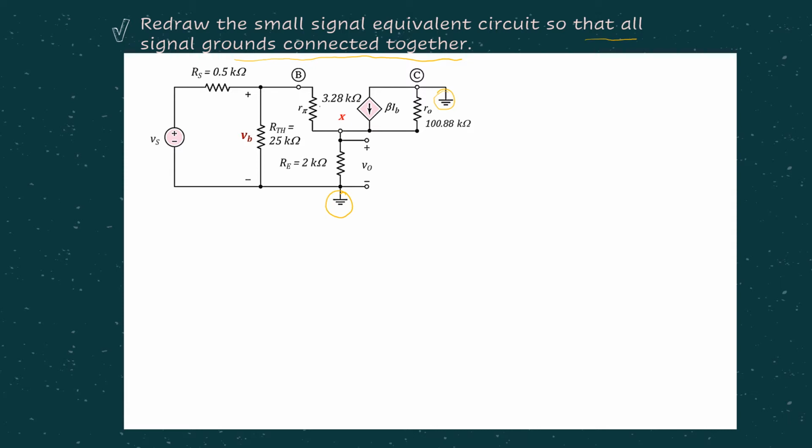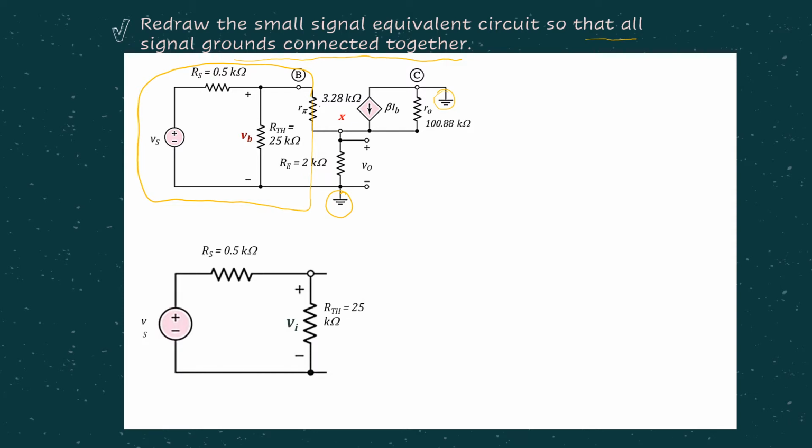What we are supposed to do is, at the base side, nothing is changed. It's just maintained as usual. As you can see from here, at the base side we still have the RTH, we have the RS, we have the VS. Still maintained the same.